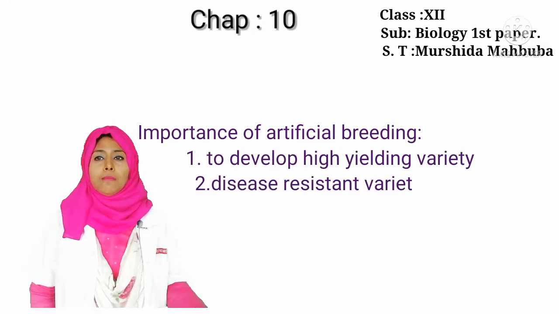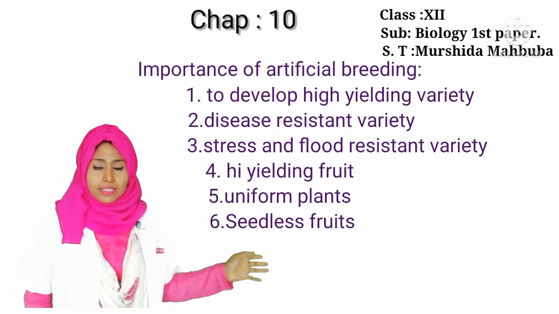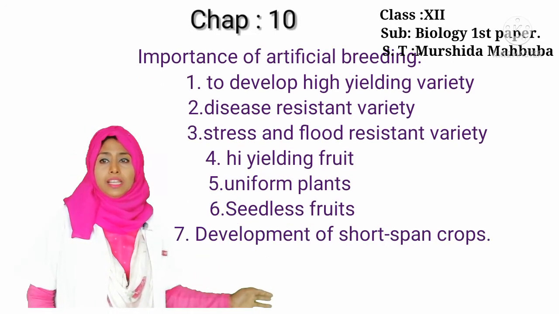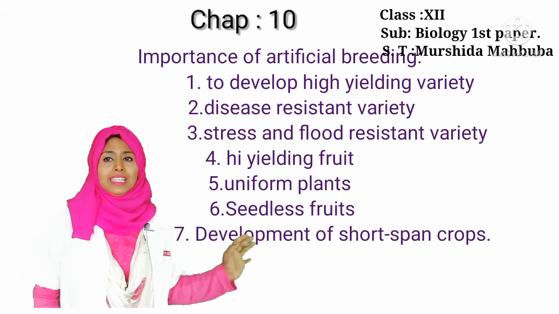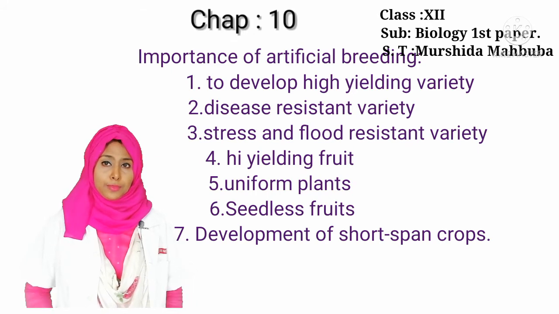Then, the importance of artificial breeding. You have to mention: to develop high-yielding varieties, disease-resistant varieties, stress and flood-resistant varieties, high-yielding fruit, uniform plants, seedless fruit, and development of short-span crops.